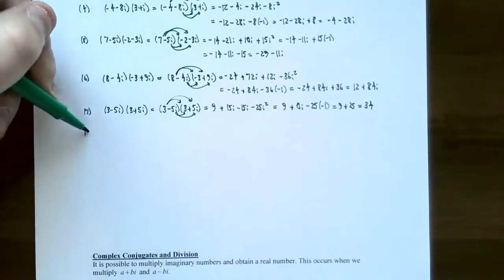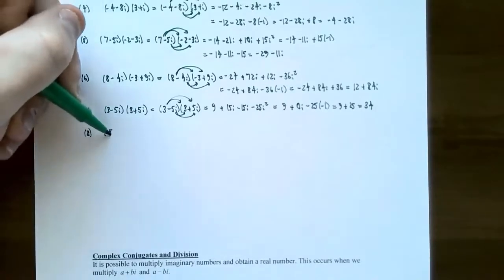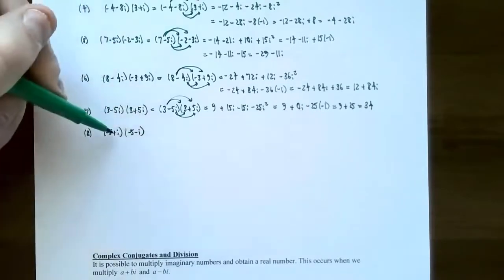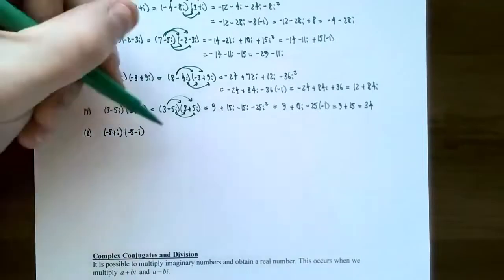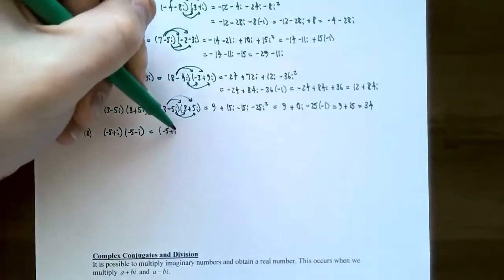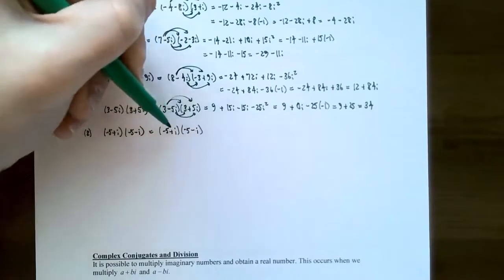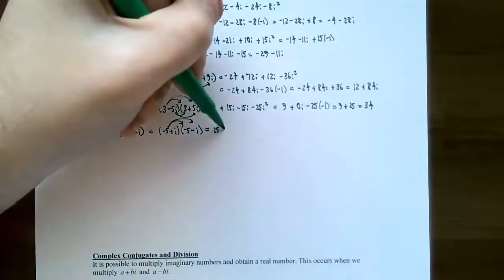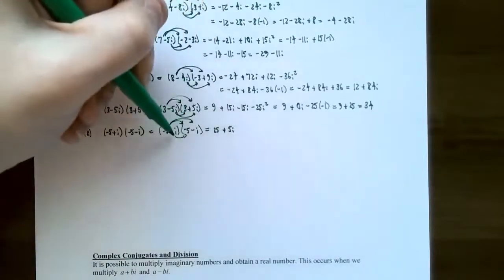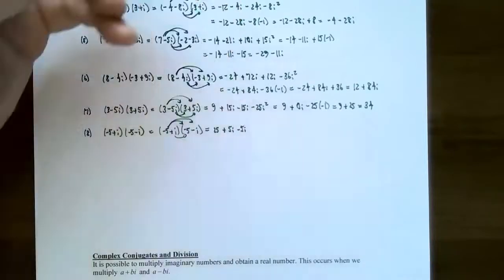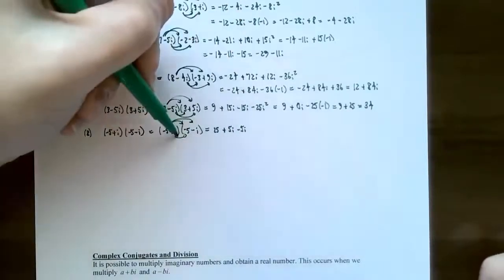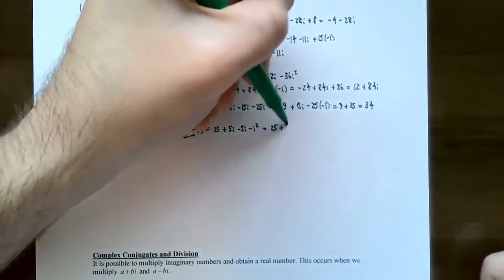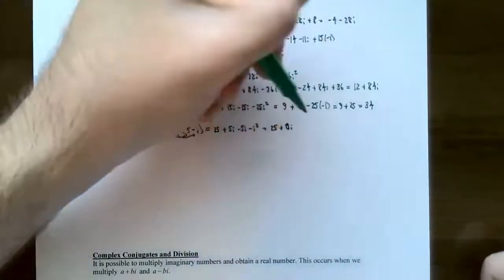Let's try a similar problem. This time it's negative 5 plus i times negative 5 minus i. So again, just change the sign between the real part and the imaginary part. So we'll have to use FOIL again. Negative 5 times negative 5 is 25. Negative 5 times negative i is positive 5i. i times negative 5 gives you negative 5i. So again, the i terms will cancel each other out. And then i times negative i is negative i squared. So 25 plus 0i. i squared is replaced with a negative 1. So negative negative 1.